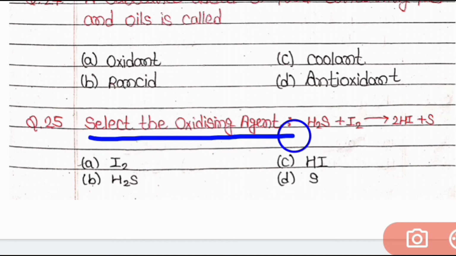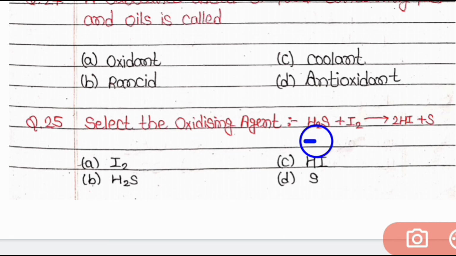Now let us come to question number 25, and it is the last question. Select the oxidizing agent. Here H2S plus I2 gives 2HI plus S, and here the oxidizing agent is option A, I2.